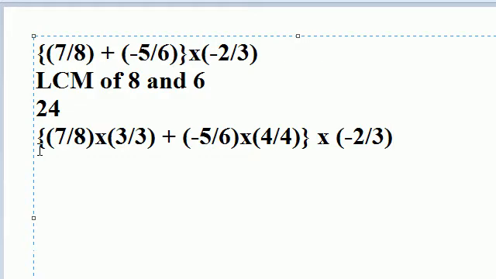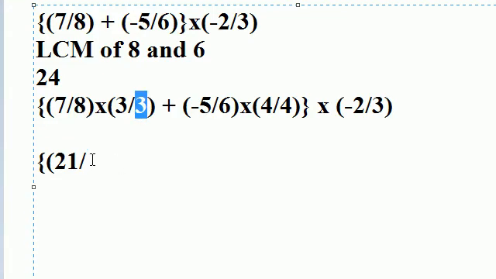Okay, now we have a case of multiplication here. So numerator multiplied with numerator: 7 multiplied by 3 is 21, divided by denominator multiplied with denominator, 8 into 3, that is 24.